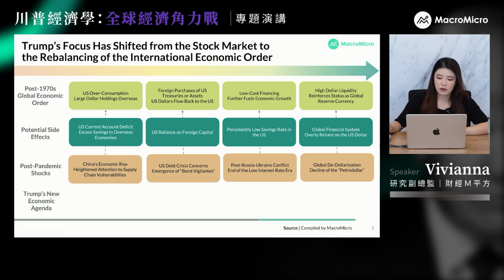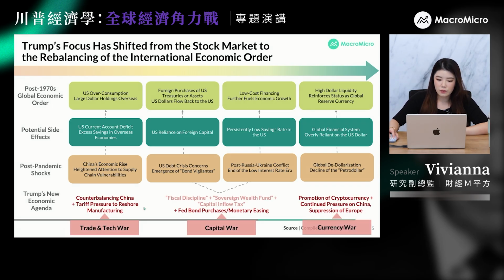So that's why, in our view, we believe that Trump's real battle is not about Russia and it is not with the Middle East. Instead, we're seeing three key wars that he is facing: the trade war, the capital war, and the currency war.